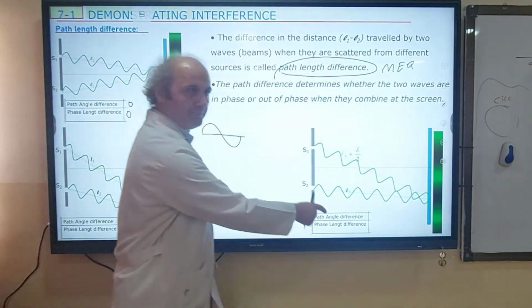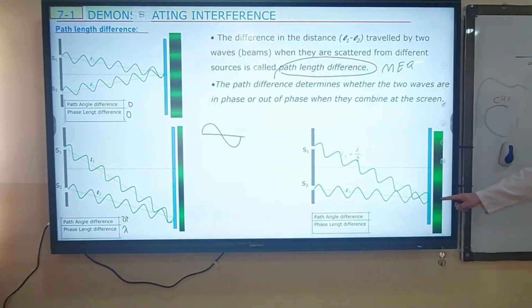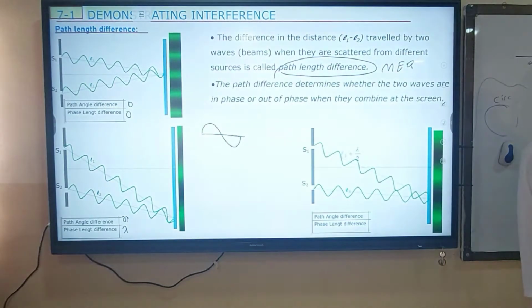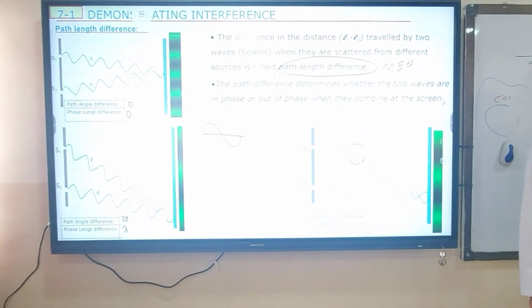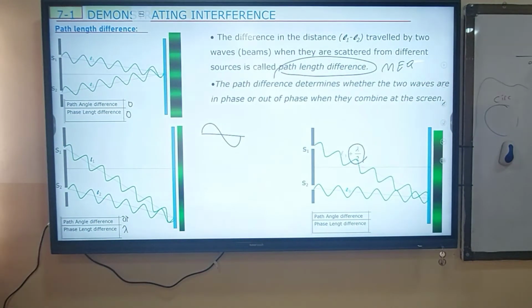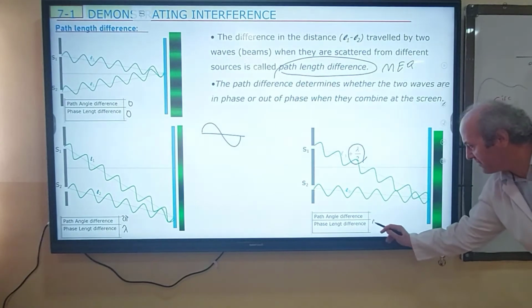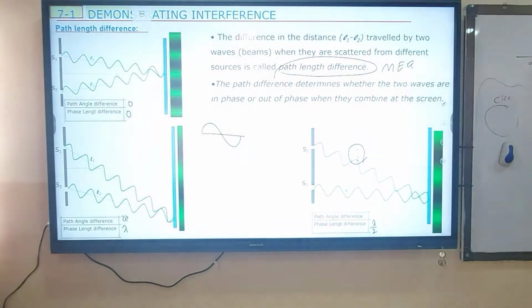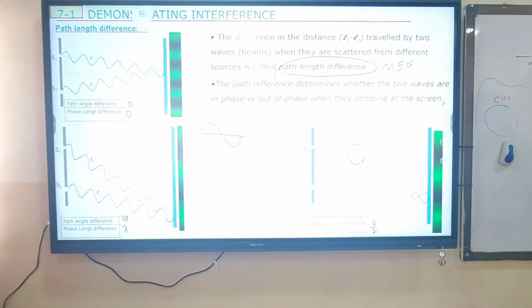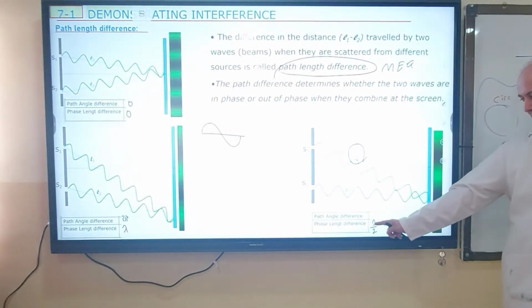What about that? This is the first dark. One wave travels lambda over 2 longer than the other one. So path length difference is lambda over 2. So for the first dark fringe, path length difference is lambda over 2. Okay? Corresponding phase angle difference: how much?